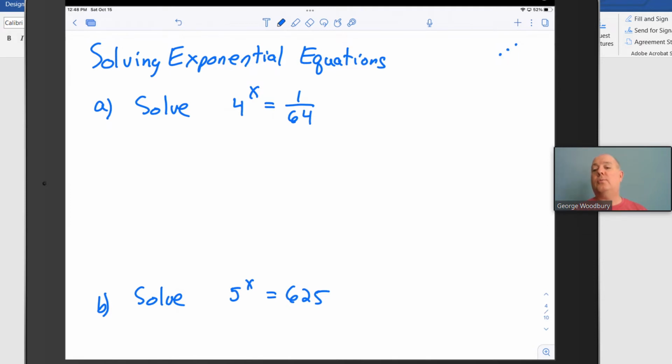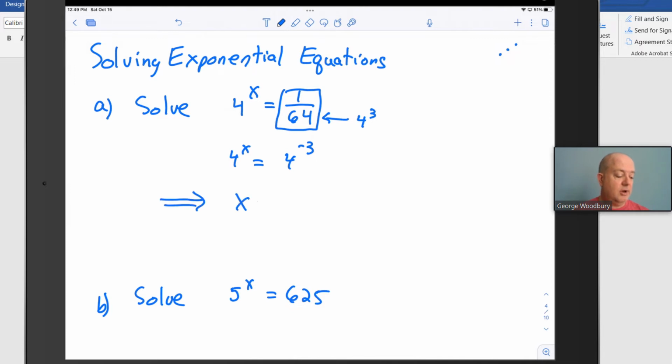So first, we've got 4 to the x power equals 1 over 64. And I want you to notice that 64 is 4 to the third power. So 1 over 64 can be rewritten as 4 to the negative third power. Now that I have the bases the same, the only way that these two expressions can be equal is if the exponents are the same. And so we come up with an equivalent equation of x equals negative 3. And that's the solution to this equation.